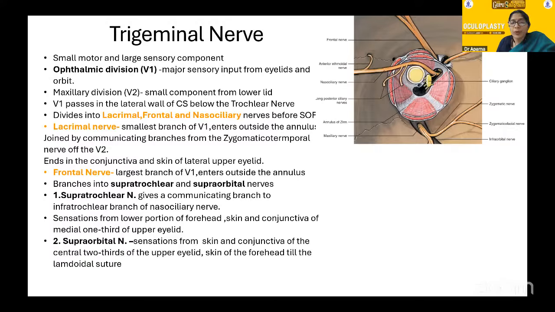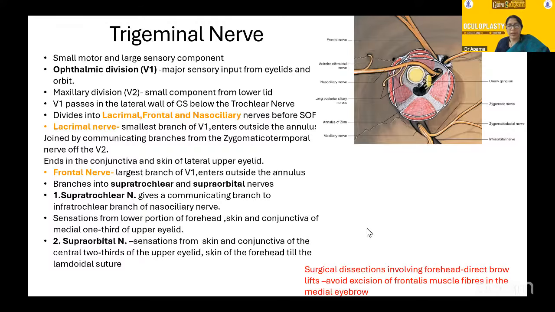The next is the supraorbital nerve. It carries sensations from the skin and conjunctiva of the central 2/3 of the upper eyelid, skin of the forehead till the lambdoidal suture. So this information is important.